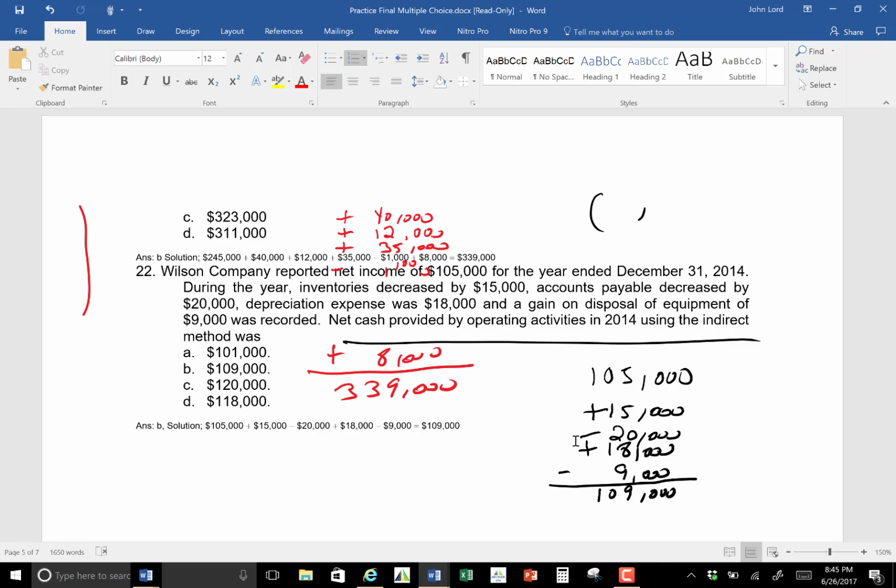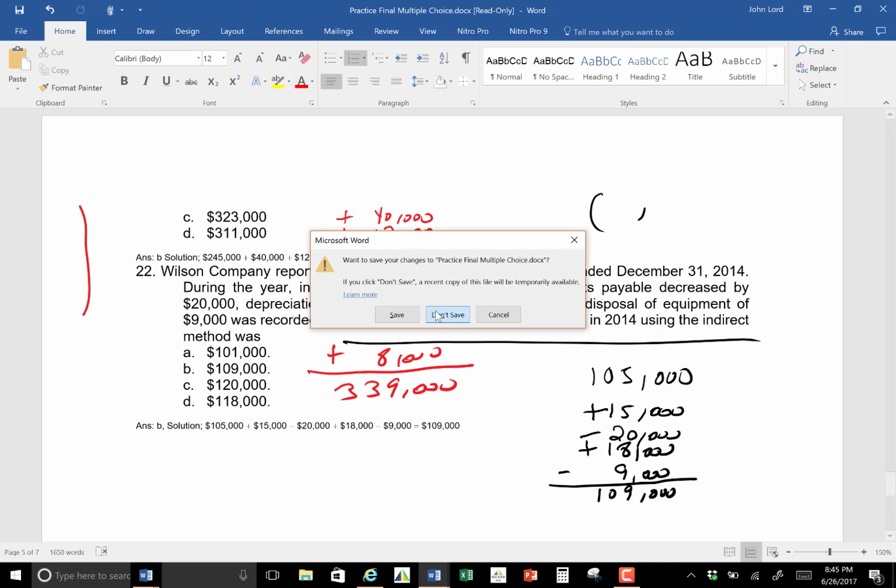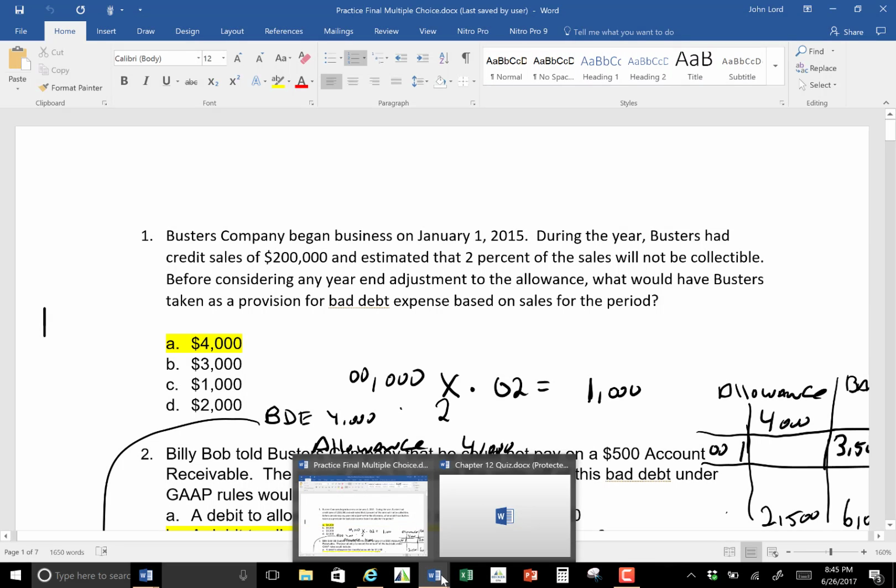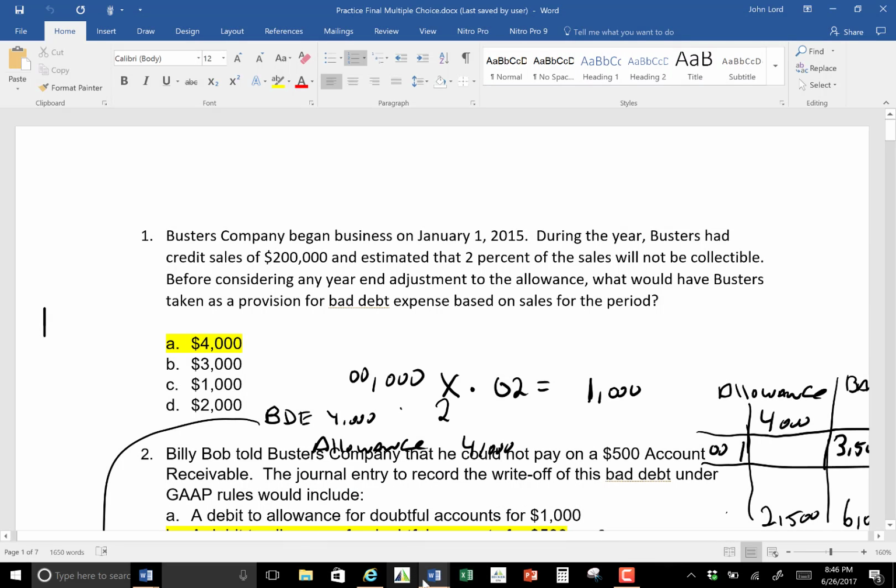So when you have gains and losses, you add the loss, you subtract the gain, because we don't want that book number. That's not the cash. I want the cash that came in, right? So I'll put the actual proceeds down in what section? Investing, right? Okay, good. So now I want to do the free response question.